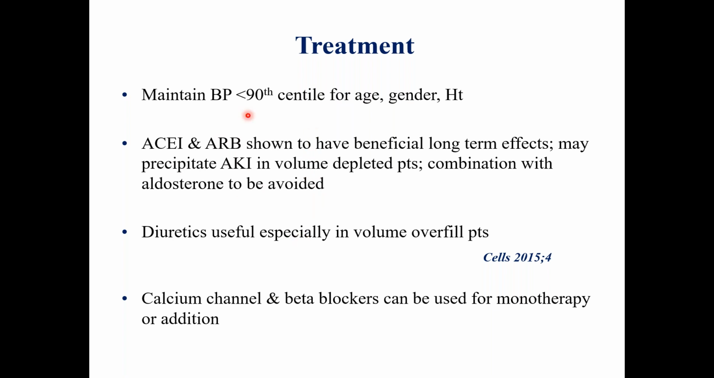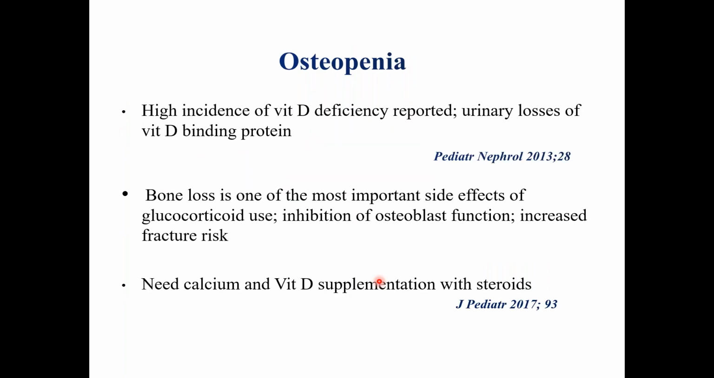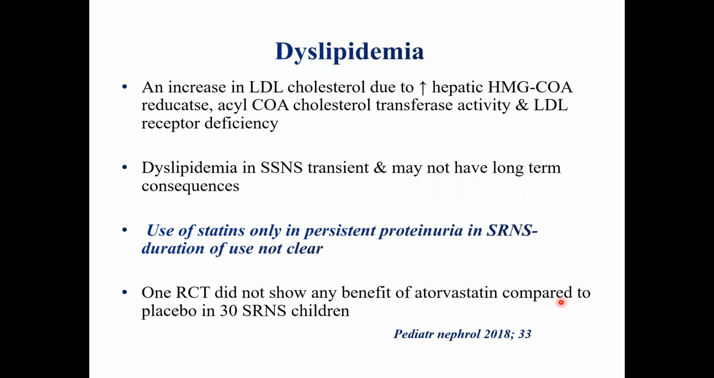But if you are not able to control the blood pressure with ACE and ARBs, you can use diuretics, especially in patients who have steroid resistant disease. Then you can use drugs like calcium channel blockers like amlodipine and beta blockers like atenolol and metoprolol if you are not able to achieve the target BPs with these drugs. Now, prolonged use of steroids can cause marked osteopenia in these patients and even predispose to vitamin D deficiency. So all these patients require calcium and vitamin D supplementation with steroids.